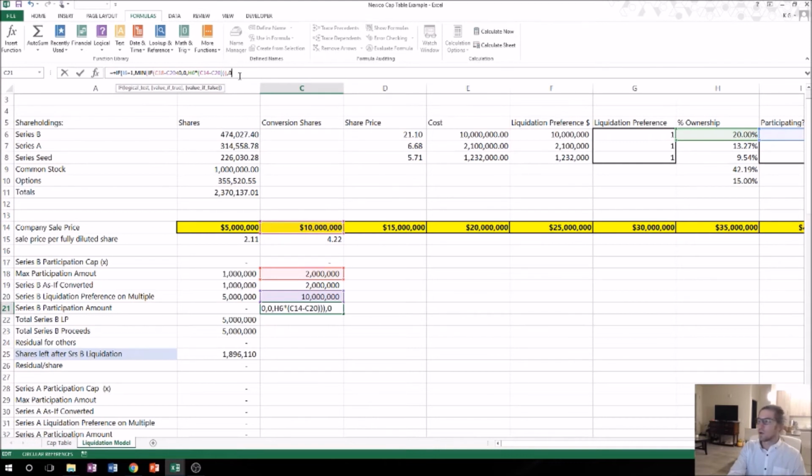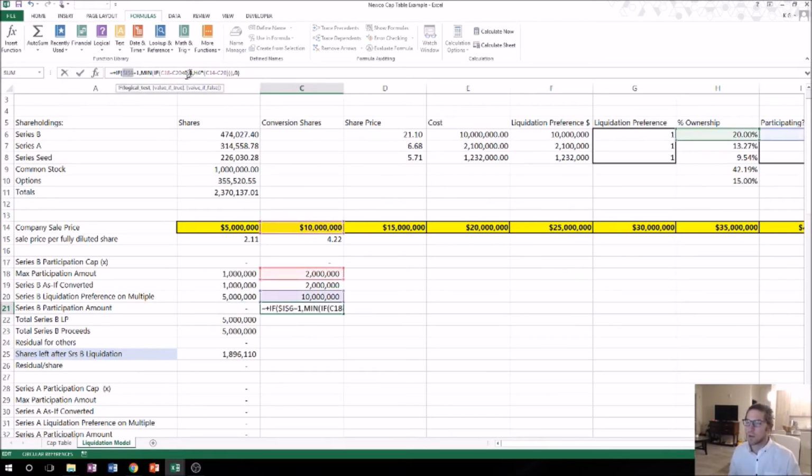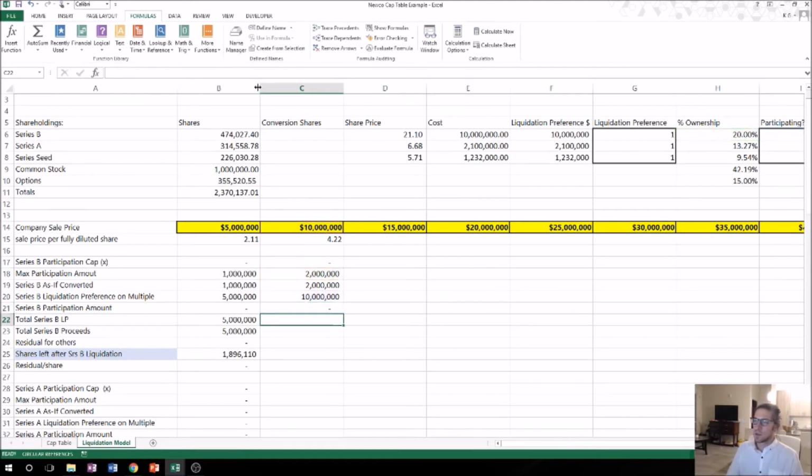If I6 doesn't equal 1, then we want to get a 0 here, because that means it's not participating. So is that the same formula? We need to lock in I6 and H6 so we can copy it down, and it looks like it's correct.